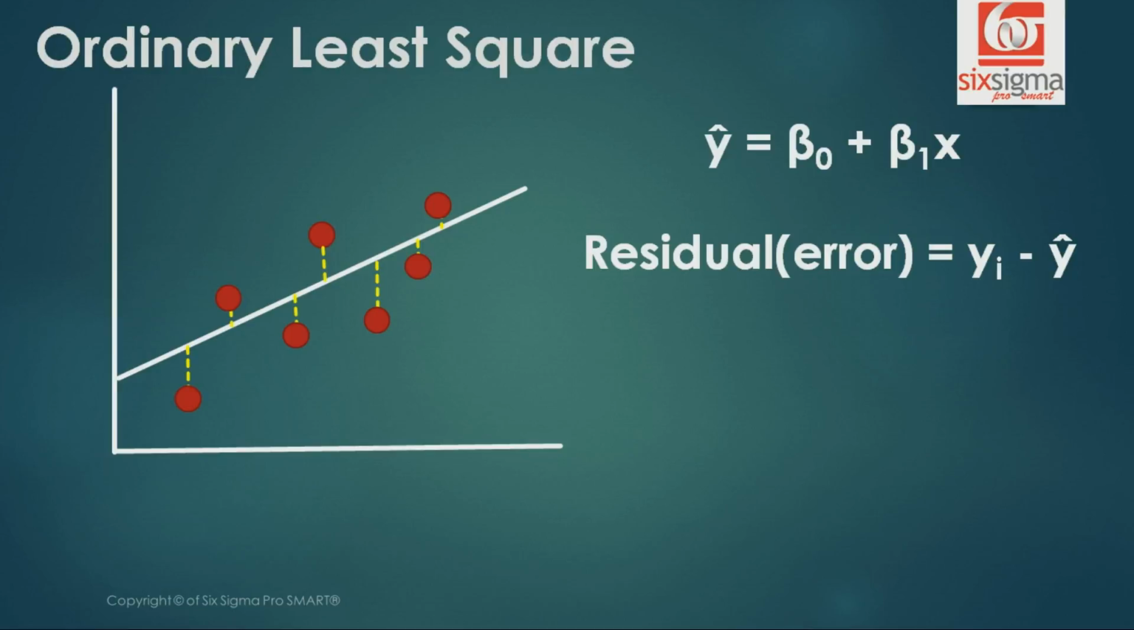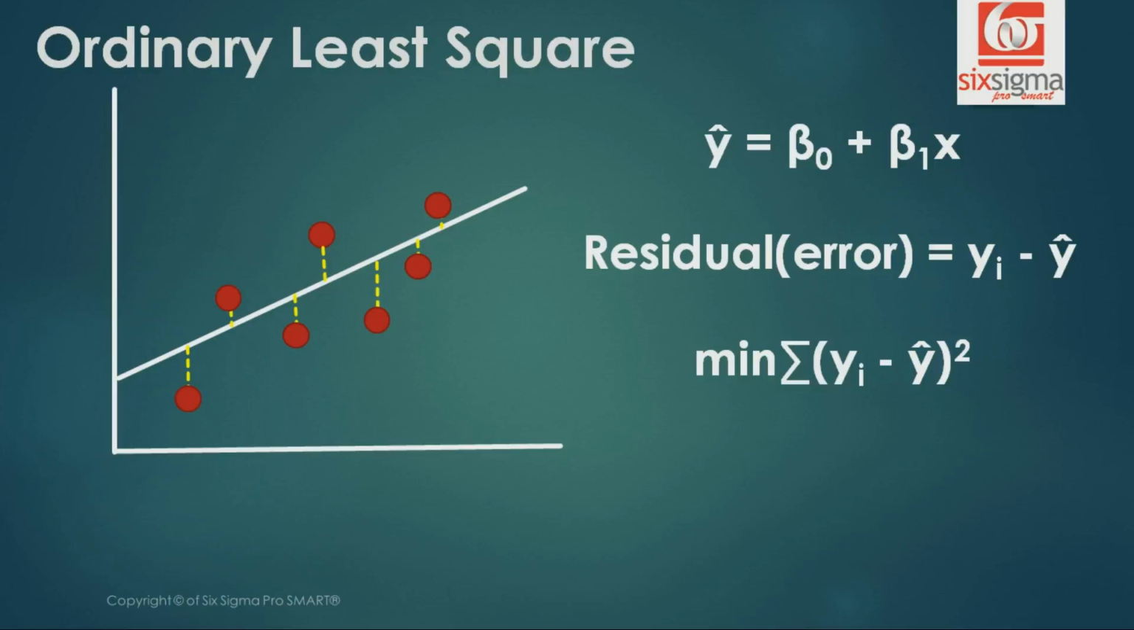Now the question comes, how do we decide on the line? Now if you see, these distances could be positive as well as negative depending on whether the point is above or below the line. So for simplicity, we square this distance and we try to find out line in such a way that the sum of these squared distances all added up is the minimum. And that becomes our regression line.